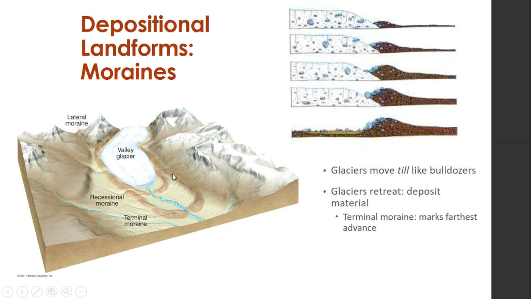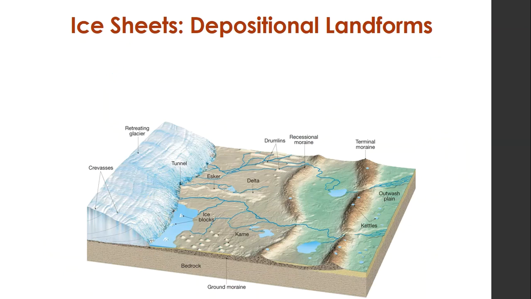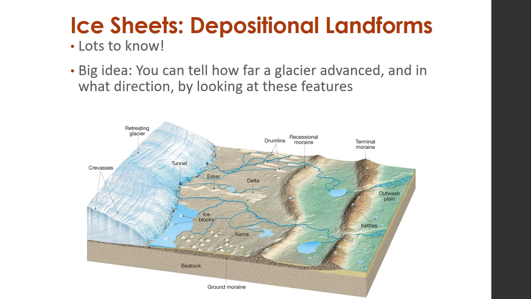So a terminal moraine marks the furthest advance of that glacier. A recessional moraine is just a pause during retreat. And there are some other landforms that form. So here is that retreating glacier. Here's a recessional moraine. Here's a terminal moraine. There are lots to know here, so try to stick with me. But the big idea is that you can tell how far a glacier advanced in what direction by looking at these features. And we'll talk about eskers and drumlins. And this includes terminal moraines, right? We could tell exactly which direction this glacier went to, how far it went, and then it retreated.